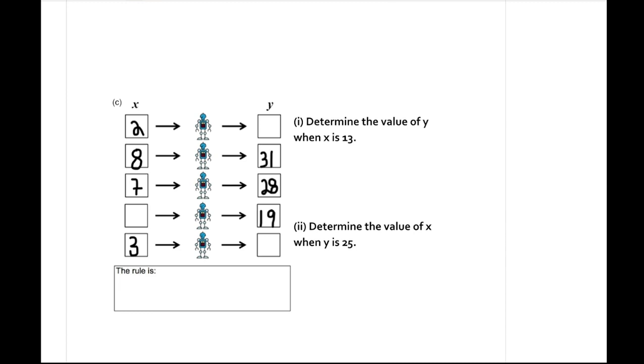Let's look at C. So here we have certain values in our input and we're missing some in our output and vice versa. So we have to look at the two pairs that we're given to figure out, okay, what is my rule? Now, we do have two values, which is nice. How do I go from 8 to 31 and from 7 to 28? In this case, again, you may want to play around with some values. It may come to you right away.